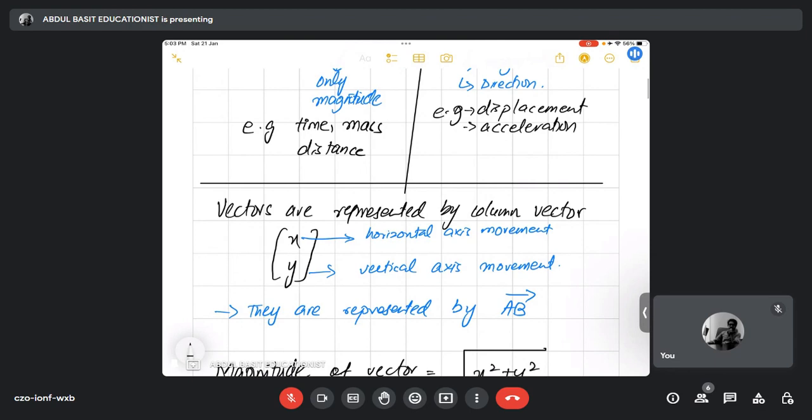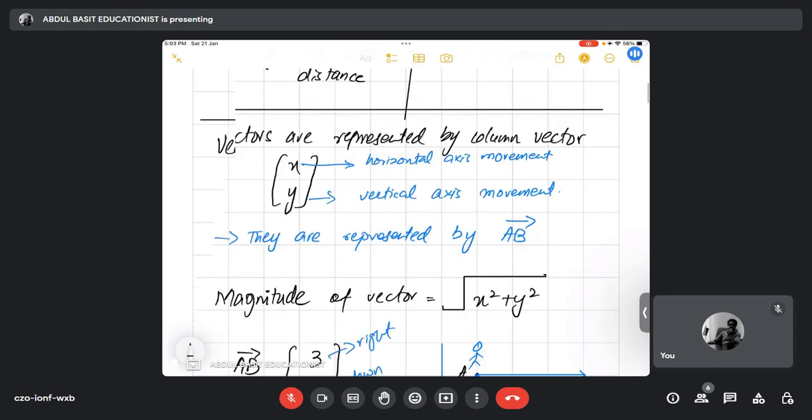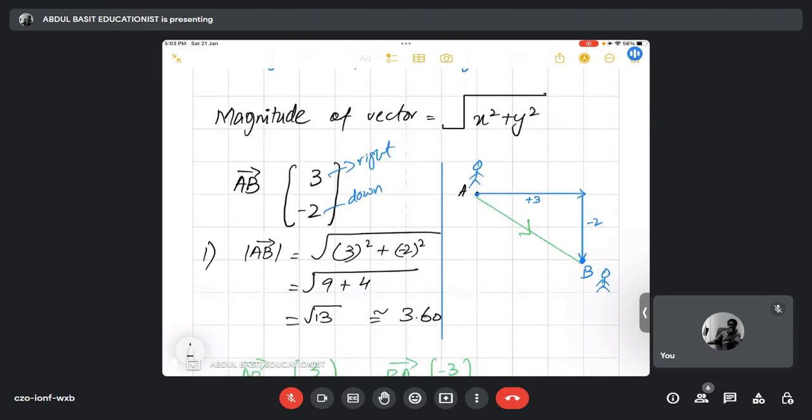Then we studied how to find the magnitude of a vector. The magnitude of the vector is equal to the square root of x square plus y square. For example, the vector AB is given: x is 3 and y is minus 2. So 3 square plus minus 2 whole square is equal to square root 13, which is approximately equal to 3.6.